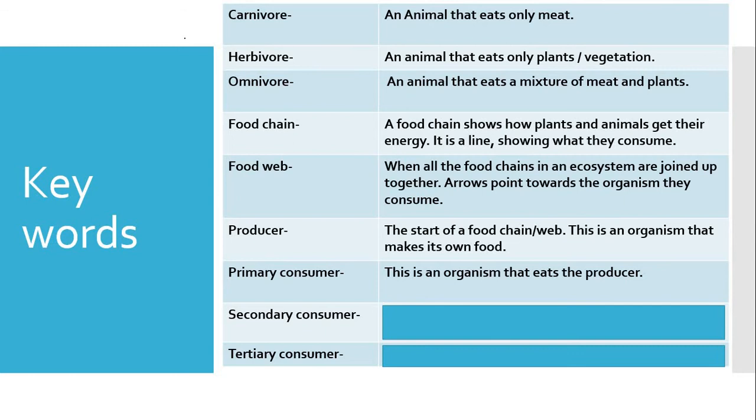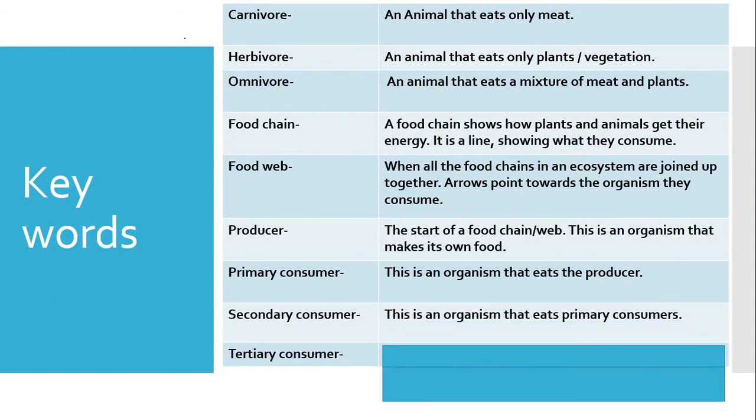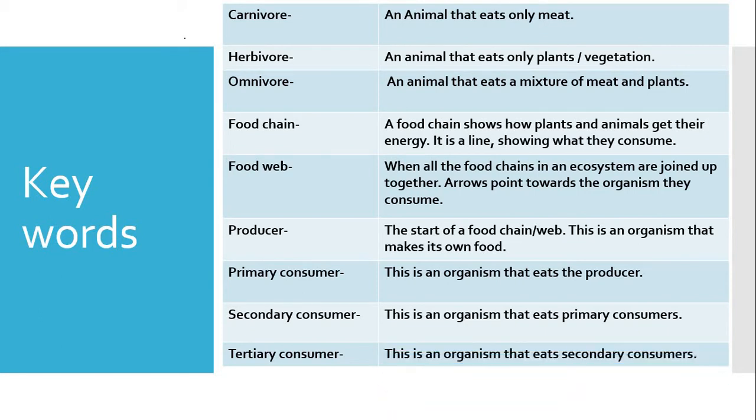The primary consumer, so primary first. This is an organism that eats the producer, so eats the grass, eats the plants. The secondary consumer, this is an organism, a species, or an animal that eats the primary consumers. So our primary consumers are normally herbivores, whereas secondary become omnivores and carnivores. And then finally, tertiary. This is an organism that eats secondary consumers. More than likely you're looking at your big carnivores.